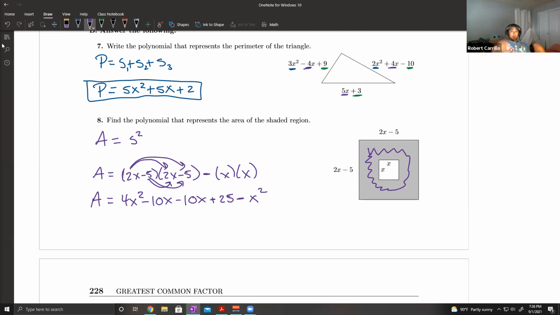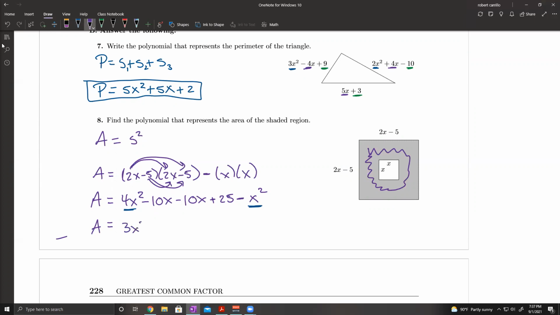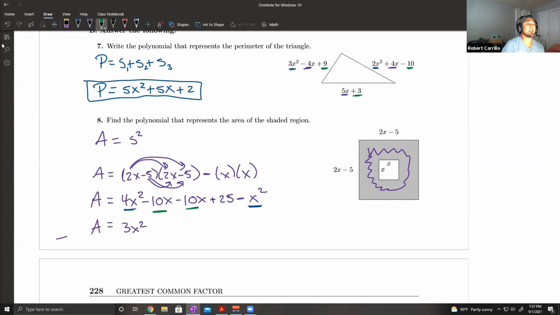Okay. It's all FOILed out. It's all multiplied. Now combine like terms. Start with your highest power first. We have 4x squared minus x squared. What does that give me? 3x squared. Good. And then we have negative 10x minus 10x. What does that give me?